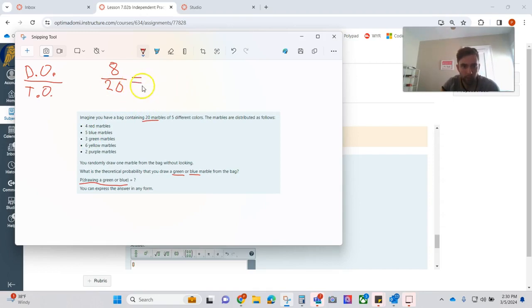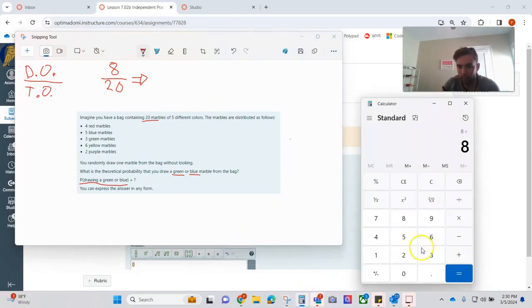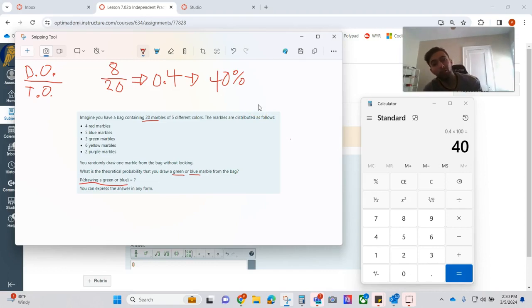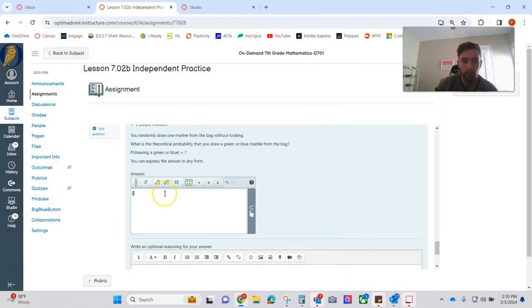What's that as a percent? Well, to turn this into a percent, let's first turn that fraction into a decimal by doing top number 8 divided by 20. 0.4. Then we can turn that decimal into a percent by multiplying by 100. 40%. So if I won by getting a green or blue marble, and 8 out of 20 marbles were green or blue, I would have a 40% chance of winning. And this is how you find theoretical probability.